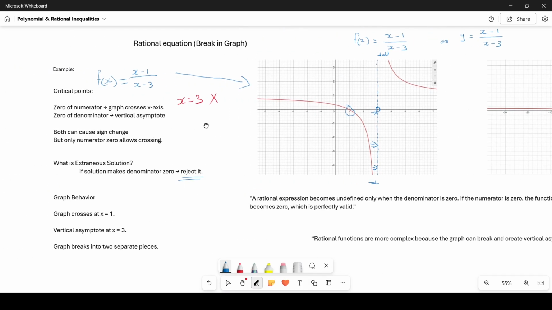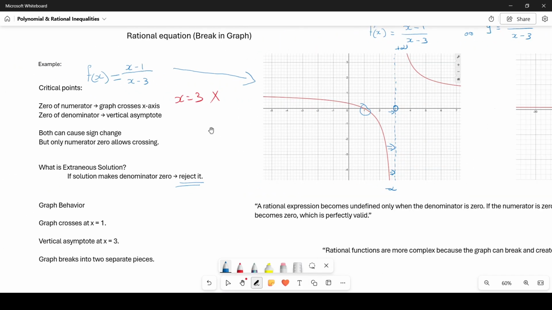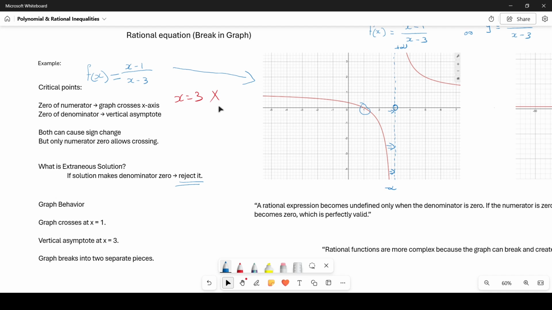From this, what you can understand is, when we deal with a rational equation, we need to make sure we should not consider the value which makes the denominator 0. That type of value we call an extraneous solution. Both can cause sign change. Even the vertical asymptotes and the critical point, both can cause sign change. I mean from positive to negative here. Vertical asymptote is also, see, negative to positive here.